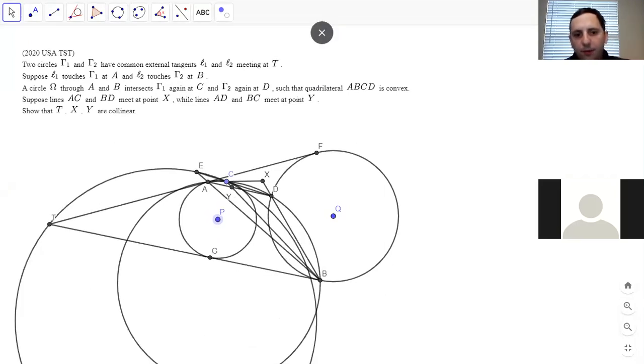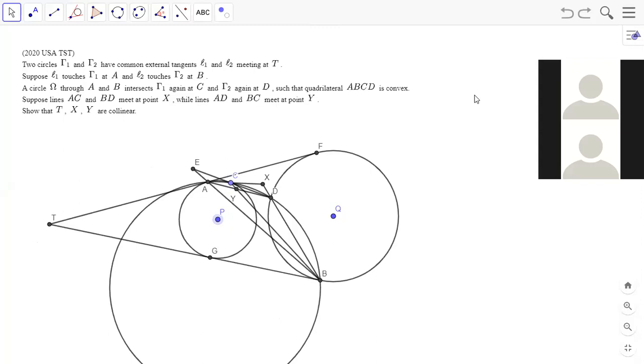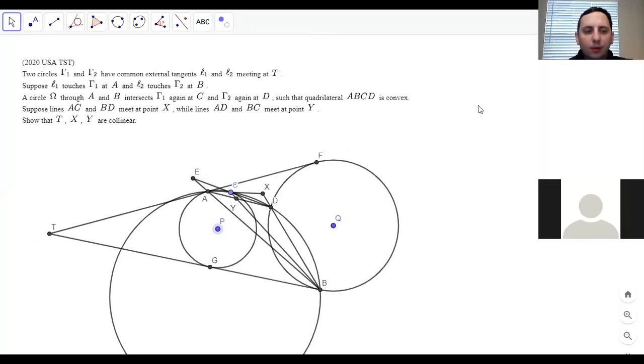Hey Serdar, thanks for joining. So we're still on the first problem. This is the USA team selection test. It seems like a simple problem, but I'm not sure. It feels a little bit familiar too. I feel like we might have done something like this before. I don't know if it was this exact problem or not.